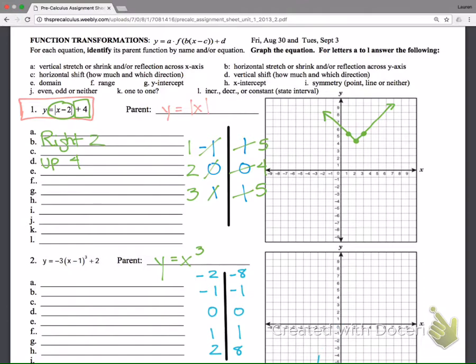Now we can do our transformations to these. So this one has quite a few transformations to work with. The -3 out front, that's actually 2 transformations. What's one of them? It's a vertical stretch of 3 because of the 3. What does the negative do?